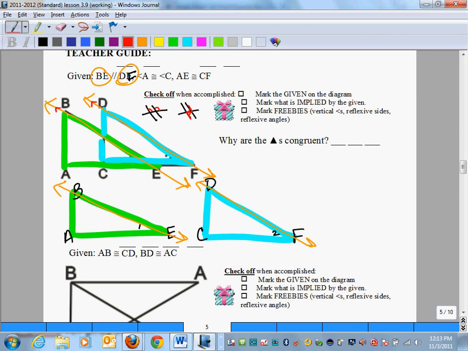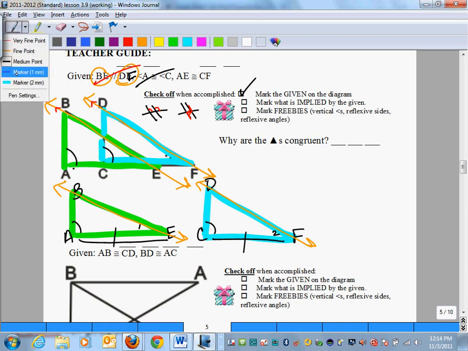Okay? All right. What else are we given? We're given A and C are equal. So A is equal to C, and I'm going to bring it down here, cross it out. A and C are equal. And you're told A to E, that's this, is equal to C to F, that's this. We're done with the given. Implied by the given, right here, if we have parallel lines, that means angle 1 and angle 2 are congruent.